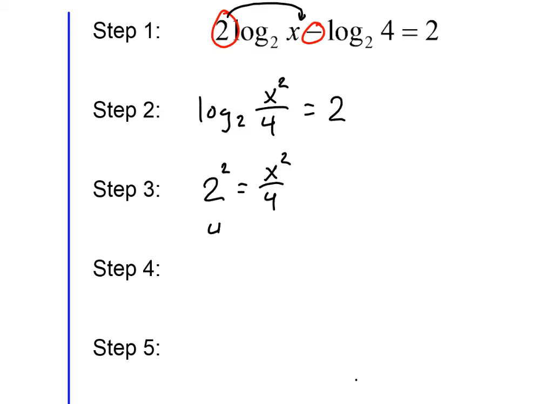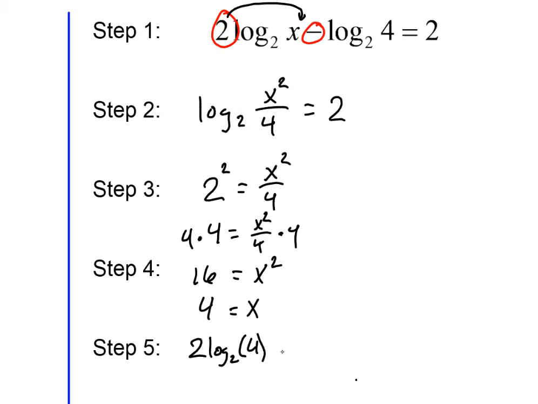Let's start to solve this. 4 equals x squared over 4, times both sides by 4. X squared is equal to 16. Square root both sides, and I get an answer of 4. Let's try plugging this back into my original problem.